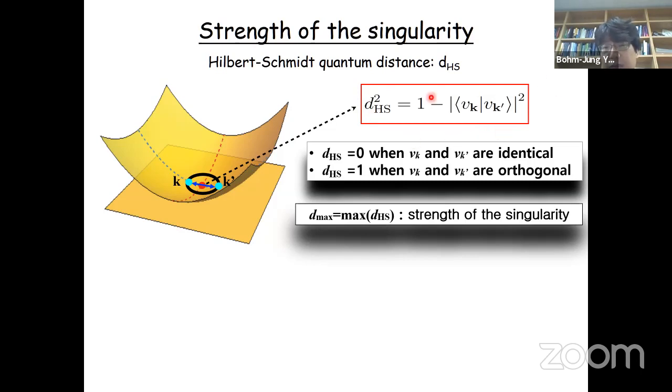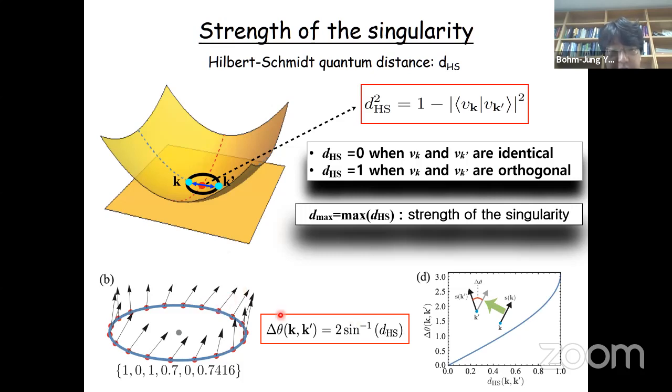Then what this means is like this. If these two wave functions are identical, then since their overlap is equal to 1, the quantum distance takes the minimum value of 0. On the other hand, if these two wave functions are orthogonal, then since the overlap is equal to 0, the quantum distance takes the maximum value of 1. Basically, this quantum distance measures the similarity or difference of these two wave functions. It shows how similar they are. Then the strength of the singularity at the crossing point is measured by the maximum value of this quantum distance.